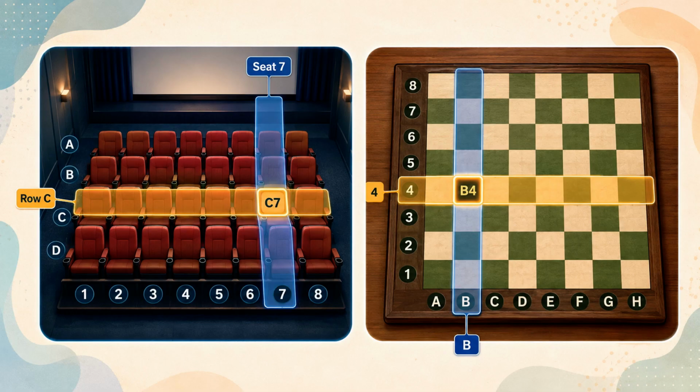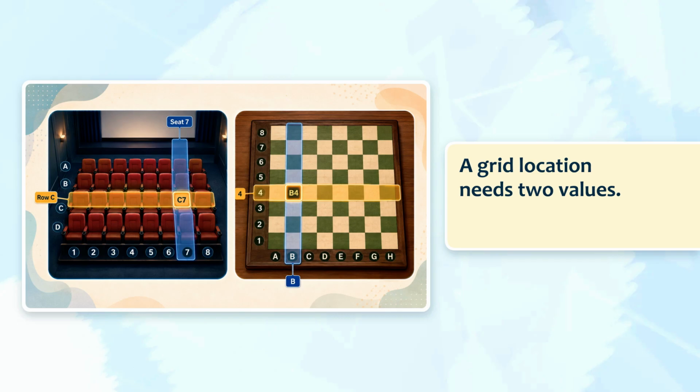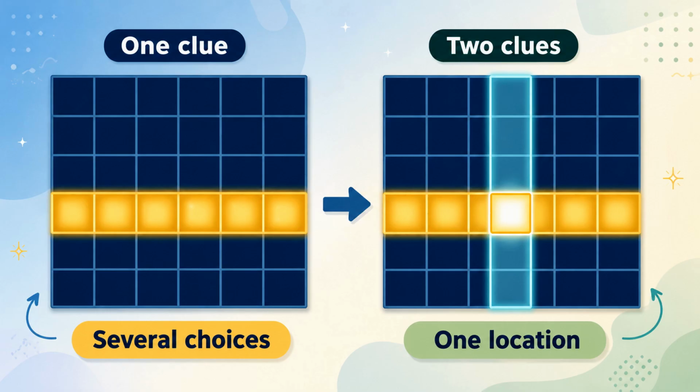A grid uses two crossing clues to locate one exact place. In a cinema, row C and seat 7 meet at C7. On a chessboard, B and 4 meet at B4. The two highlighted bands make the common rule visible. A grid location needs two values. One clue identifies a line, the second selects one place on it. One row or one seat number still leaves several possibilities. Combining both clues leaves only their intersection, which is why a grid can identify one precise location.